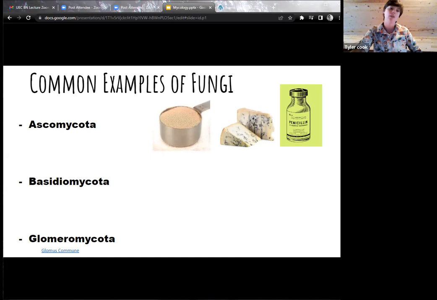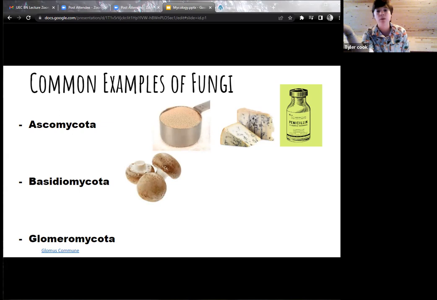The next one that we'll talk about is Basidiomycota. And I think when you think of fungi, you probably think of mushrooms, and that belongs to this phylum. This is the Agaricus mushroom. It's just your common edible mushroom. The white mushrooms, brown mushrooms, and portobellos are all the same mushroom, just at different life stages.